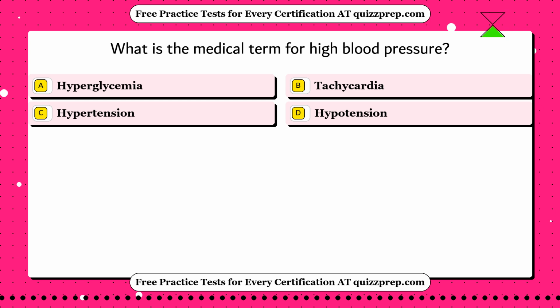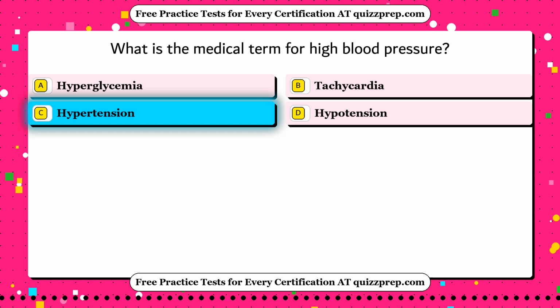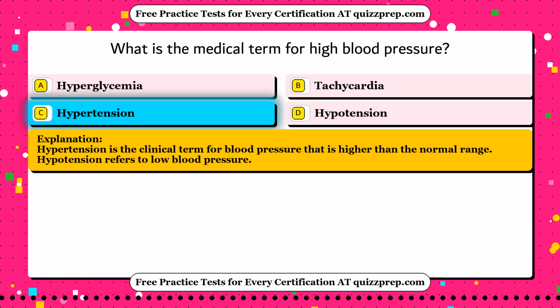Question 78. What is the medical term for high blood pressure? Option A, hyperglycemia, option B, tachycardia, option C, hypertension, option D, hypotension. The correct answer is option C, hypertension. Hypertension is the clinical term for blood pressure that is higher than the normal range. Hypotension refers to low blood pressure.